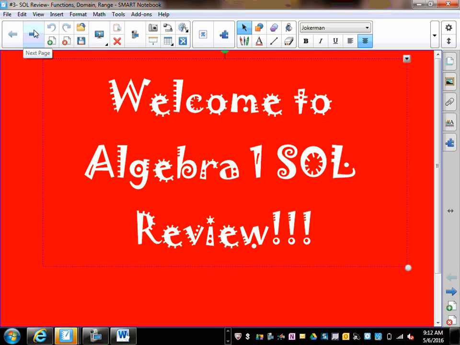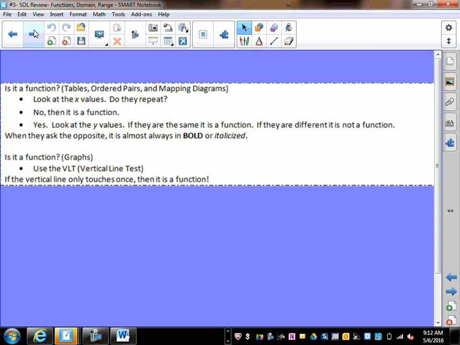All right, so reviewing some stuff that we've done before. Box and Whisker was new, but now we're back to review. This is dealing with more of what we were doing just at the beginning. To know if it's a function, remember x values cannot repeat and go to different y values. Also, we use the vertical line test here. We already talked about that. It needs to touch the graph only once for it to be a function.